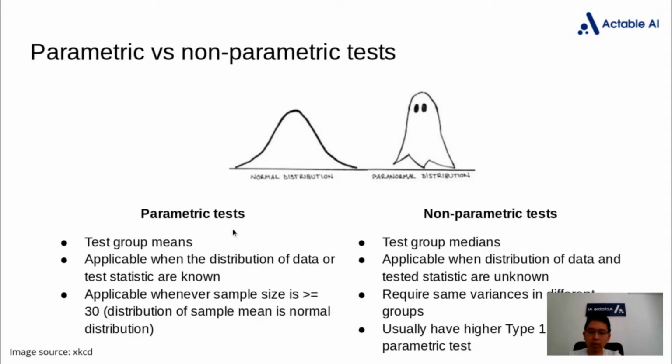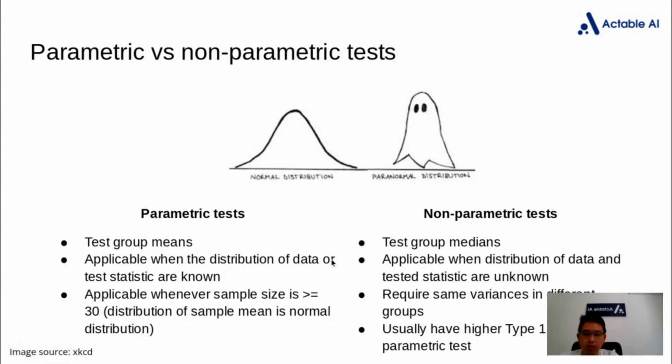When our sample size is large enough, like more than 30 as recommended, we know that the sample mean follows the normal distribution, so it's safe to just choose a parametric test. Otherwise, be careful when choosing a parametric test. And parametric tests require the variance to be similar in different groups. It's one requirement to remember, otherwise it might give the wrong result, right? And the non-parametric tests usually have a higher type 1 error than the parametric tests, so they can reject the null hypothesis more often.